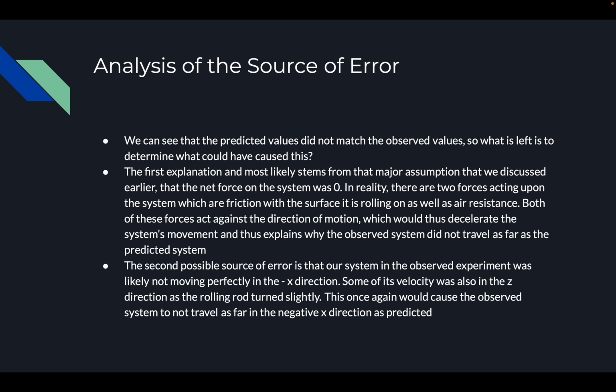The second possible source of error is that our system in the observed experiment was likely not moving perfectly in the negative x direction. As it moved, it started to veer off and turn slightly, which caused some of its velocity to translate to displacement in the z direction as well as in the negative x direction, which would once again cause the observed system to not travel as far in the negative x direction as predicted.